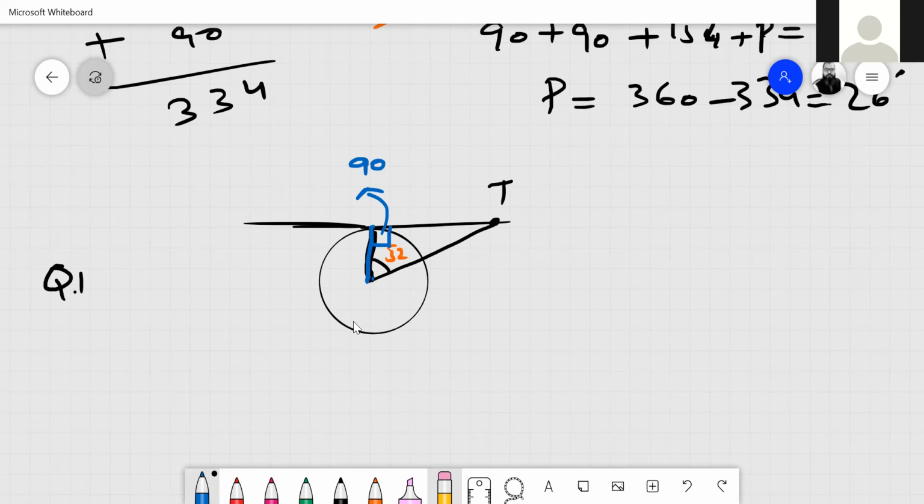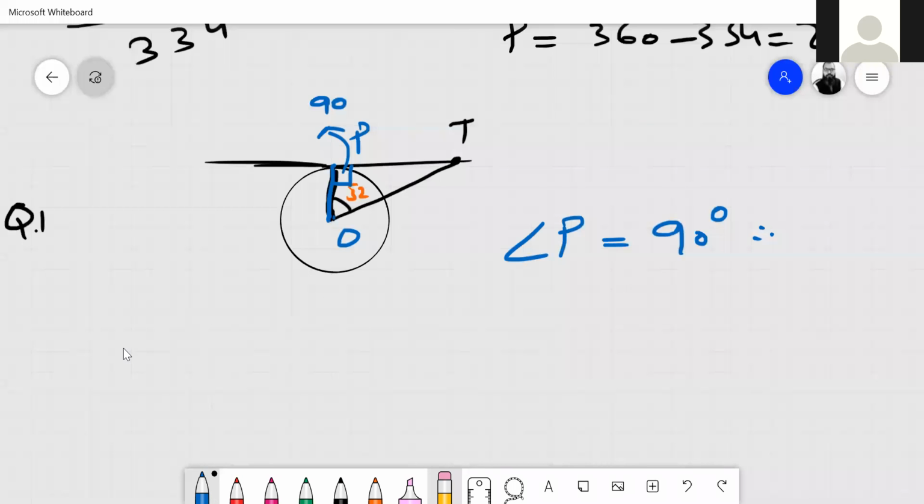And this O, T and P. OTP is what? Angle P is equal to 90 degrees because it's a right angle, yeah? It's a tangent. It is perpendicular to the tangent.